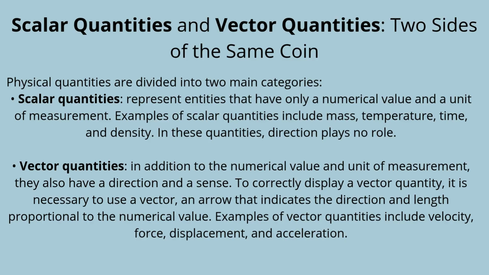Vector quantities, in addition to the numerical value and unit of measurement, also have a direction and a sense. To correctly display a vector quantity, it is necessary to use a vector, an arrow that indicates the direction and has a length proportional to the numerical value. Examples of vector quantities include velocity, force, displacement, and acceleration.